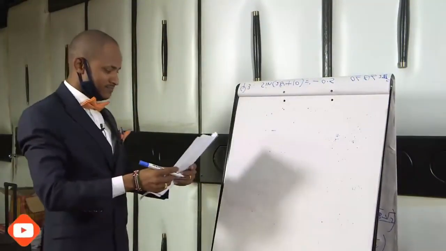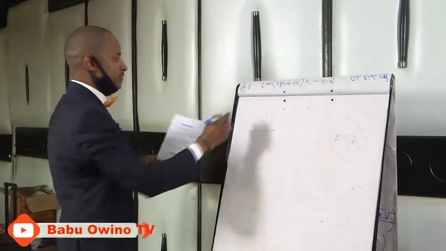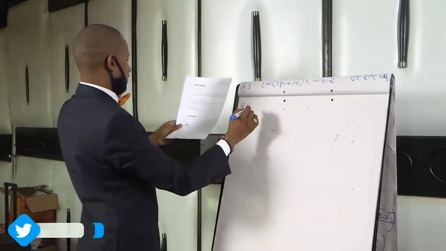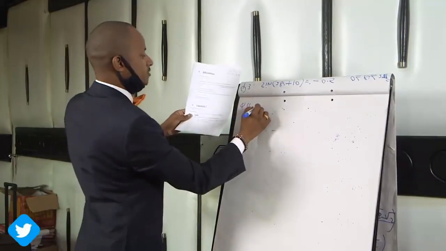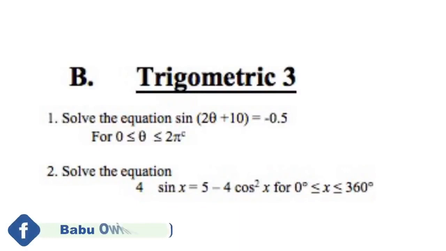We proceed to our next question, still on trigonometry. Question number 4. We are told to solve the equation 4 sine x equals 5 minus 4 cos squared x. But we are told for angles where x is greater than or equal to 0 degrees, and x is less than or equal to 360 degrees.